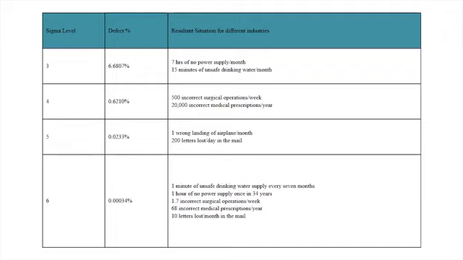Sigma level 5, 0.0233%, 1 wrong landing of airplane per month, 200 letters lost by day in the mail. Sigma level 6, 0.00034%, 1 minute of unsafe drinking water supply every 7 months, 1 hour of no supply once in 34 years, 1.7 incorrect surgical operations per week, 68 incorrect medical prescriptions per year, 10 letters lost by month in the mail.